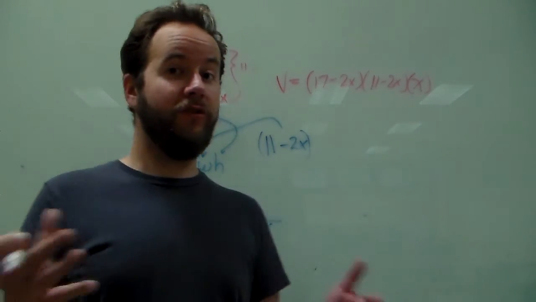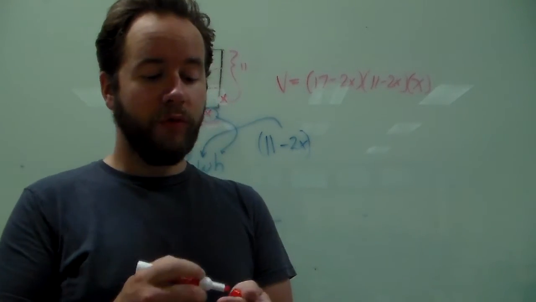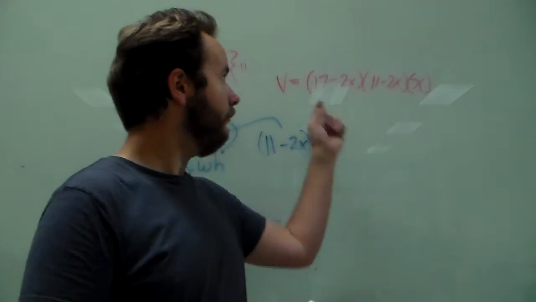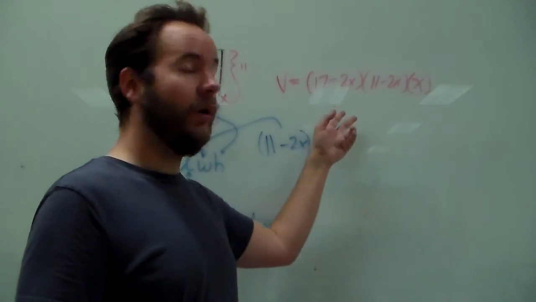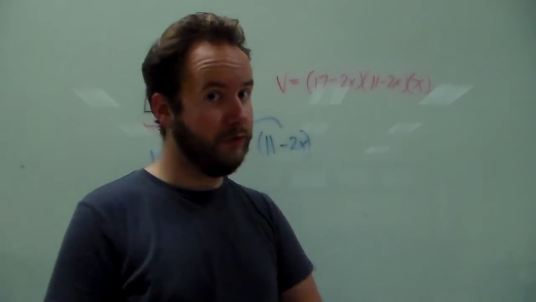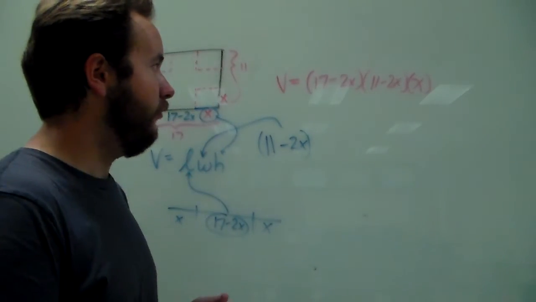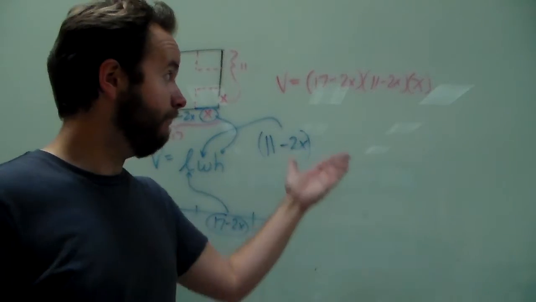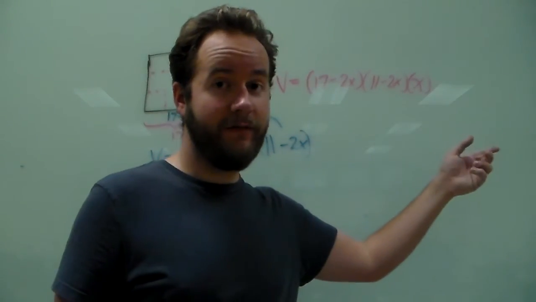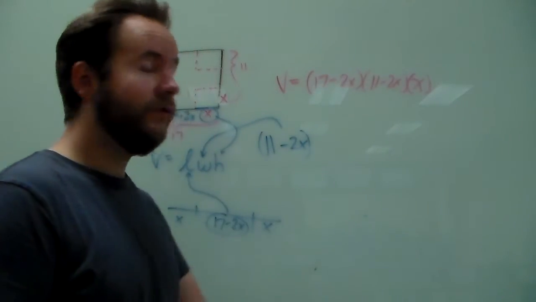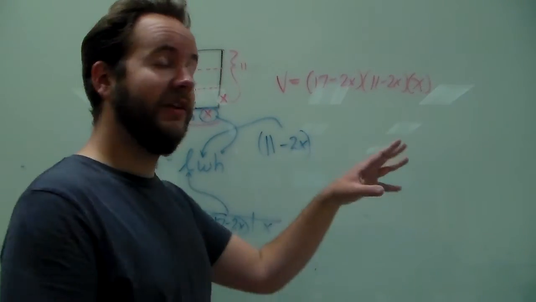But the next part is, what is the domain of this function? Well, remember the rules of the domain. Rule 1: can't divide by 0. I don't see any fraction bars, so I'm pretty happy. Rule number 2: I can't take the square root of a negative number. I don't see any square roots either. And then I ask myself, do I see any logs or natural logs? No, I don't see any of those, so I feel like I'm in the clear, right? No matter what value of x I plug into this, I should be fine. That's true if this was just a function standing by itself.